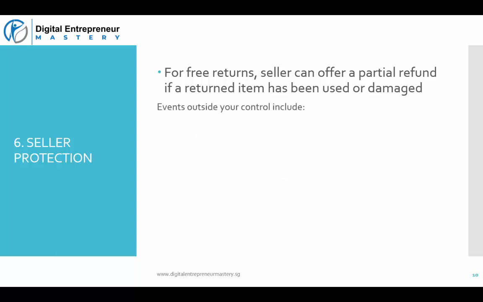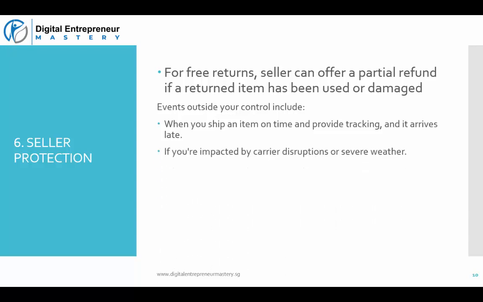to step in. So in the event of something outside your control, which includes, like, you ship something on time and provide the tracking but it arrives late, so it's not your fault. If you are impacted by carrier disruption or severe weather, well, this is in the US, usually it happens. If your buyer retracts their bids or doesn't pay, but if you do Buy It Now, this won't happen.